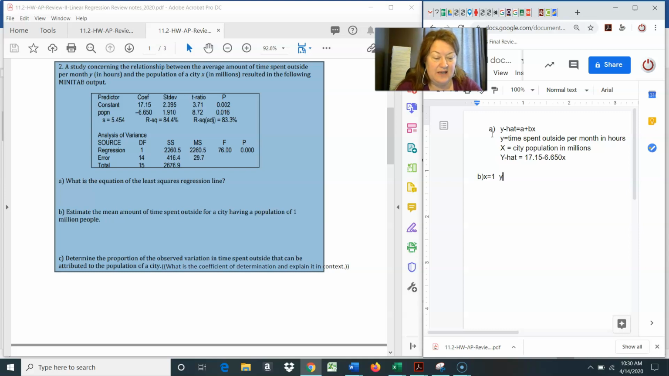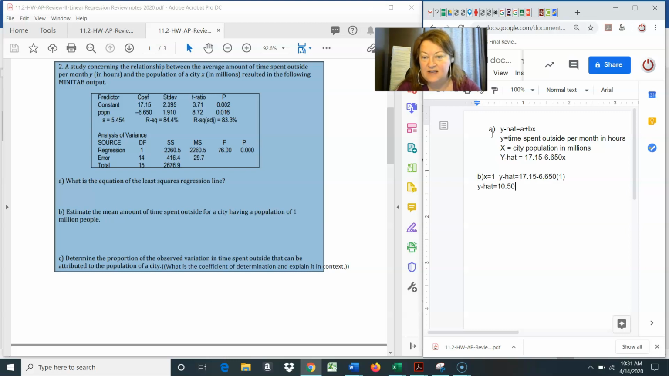That means I'm going to get y hat equals 17.15 minus 6.650 times 1. From here on in, I'm going to grab my calculator off the screen and calculate that. I get y hat equals 10.5, and then I'm going to give it back to them in hours and in context.